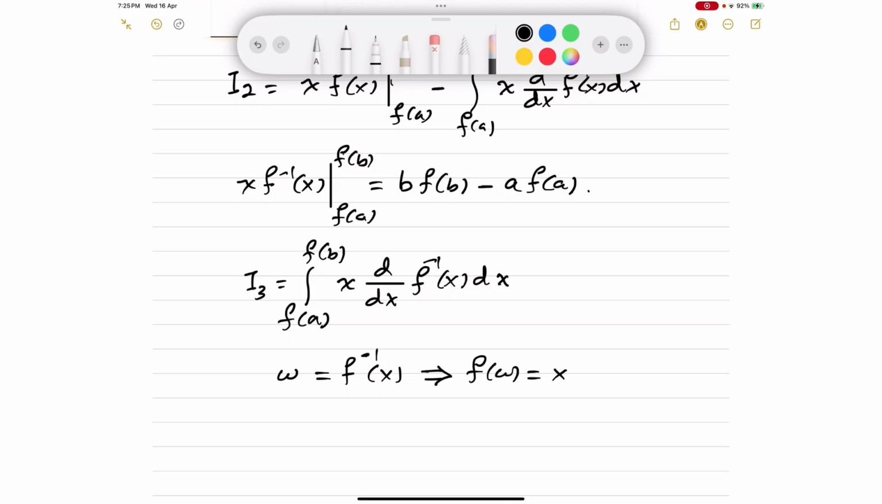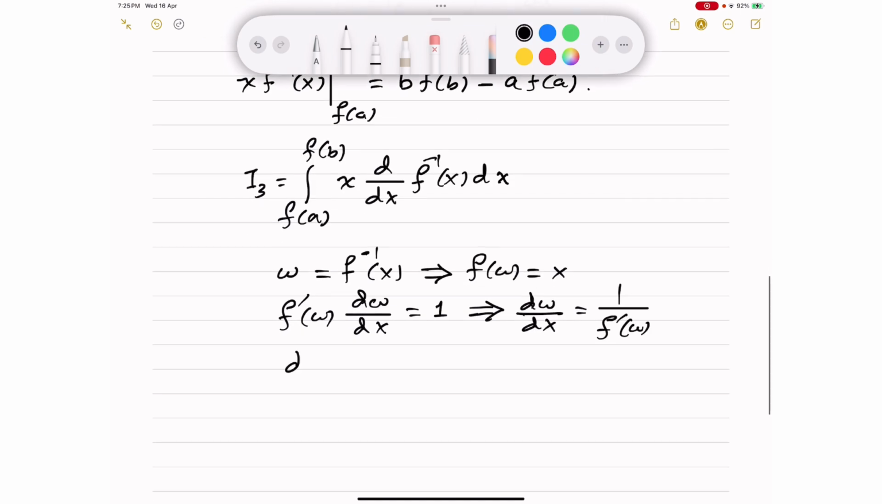And then I can differentiate both sides. So it's going to be f prime of w times dw by dx equals 1. And that would leave us with the fact that dw by dx is nothing but 1 over f prime of w. And also, at the same time, dx is equal to f prime of w dw.